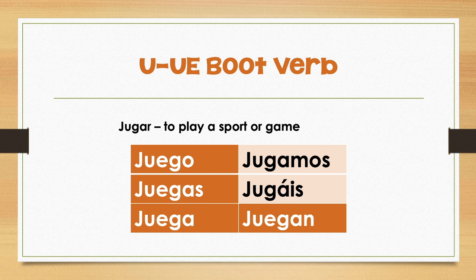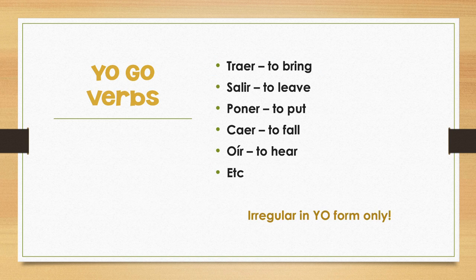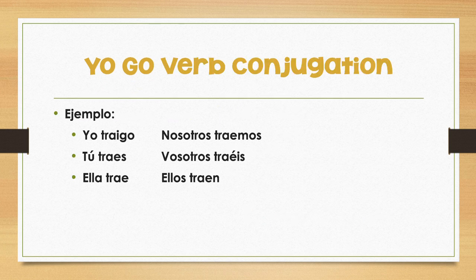The next most common group of verbs are go verbs. So these are verbs that have a spelling change in the yo form, so the yo form ends in go. They include traer, salir, poner, caer, oír, hacer. We'll look at a couple more as well here. But here's an example. Traer would be yo traigo, tú traes, ella trae, nosotros traemos, vosotros traéis, and ellos traen.